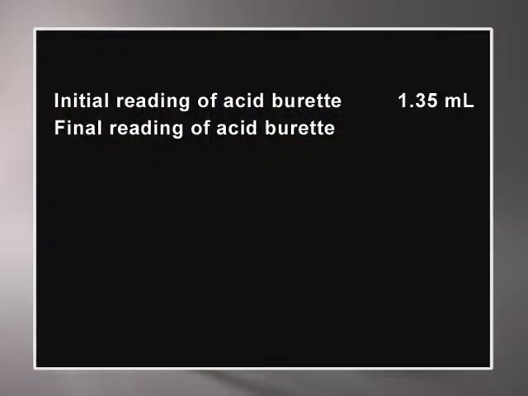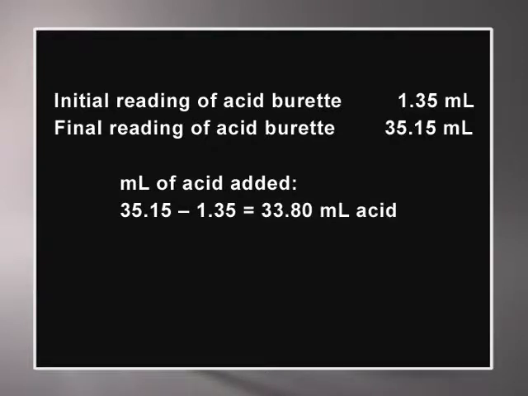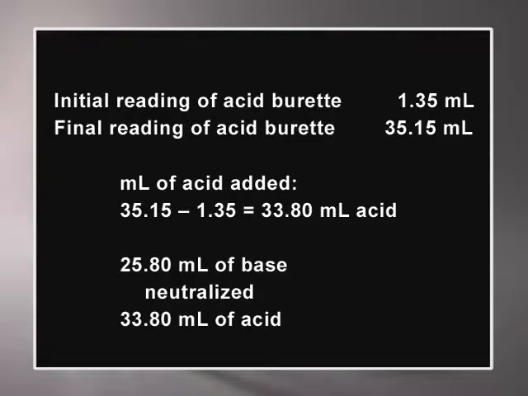It would have to be the last one. The first final burette reading didn't really turn out to be final because she overshot the endpoint and had to add more acid. She could have added this to begin with. The initial final burette reading can be ignored. It really wasn't final. Her acid burette started out at 1.35 milliliters and ended up at 35.15 milliliters. She added a total of 35.15 minus 1.35, or 33.80 milliliters of acid. So 25.80 milliliters of base neutralized 33.80 milliliters of acid. Now I am ready to do these simple titration calculations.